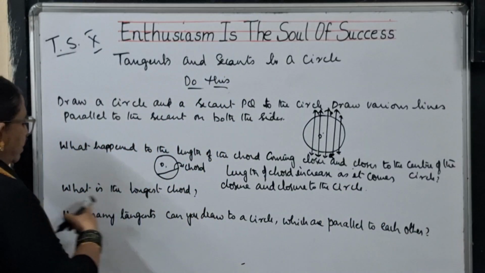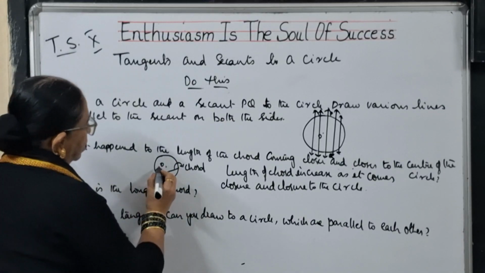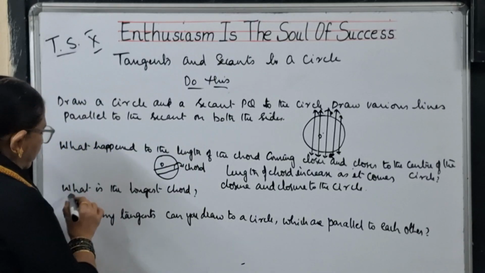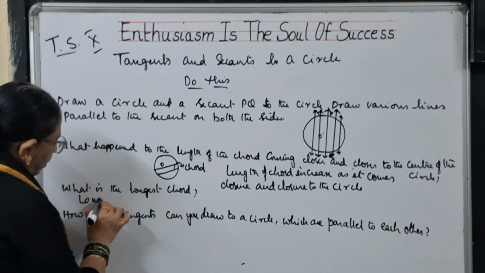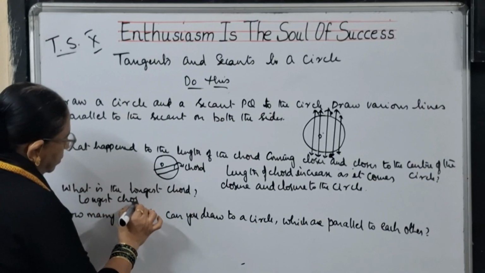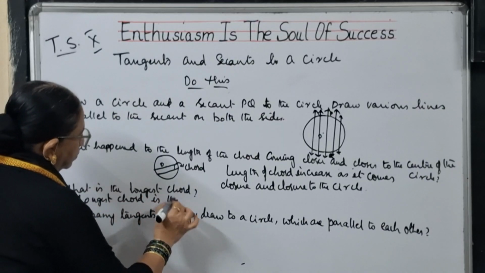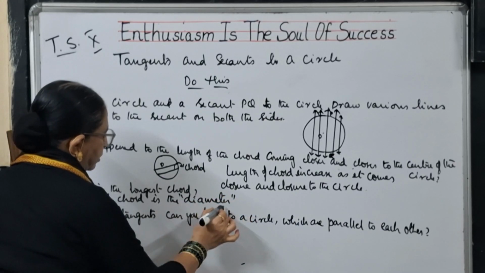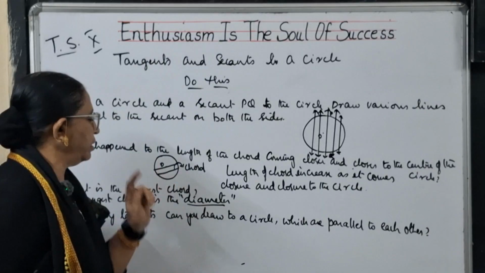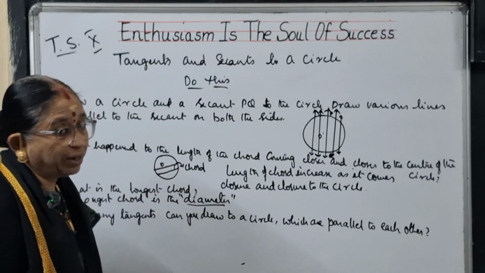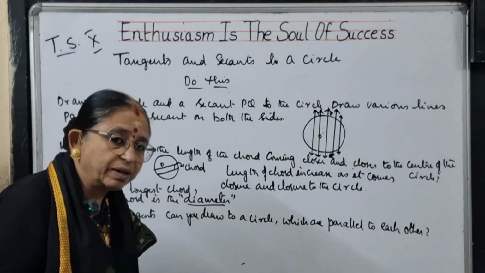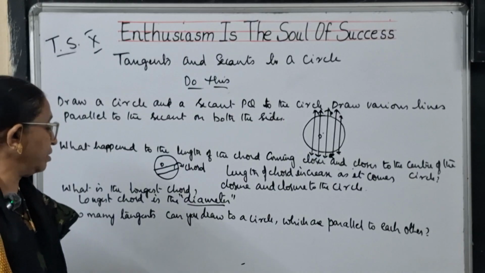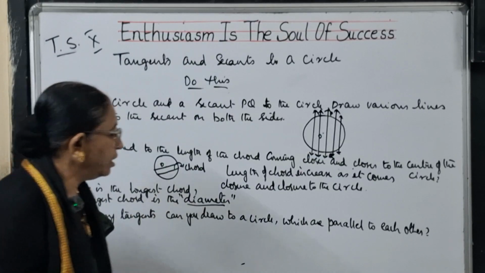Now the next question, what is the longest chord? Longest chord means this, children. This is also a chord which is passing through the center. What is the longest chord? The longest chord is the diameter. Yes or no? Because the diameter is the one which is passing through the center of the circle. So that is also called a chord because it is intersecting 2 points of a circle. So definitely it is a chord. So the longest chord is nothing but the diameter.